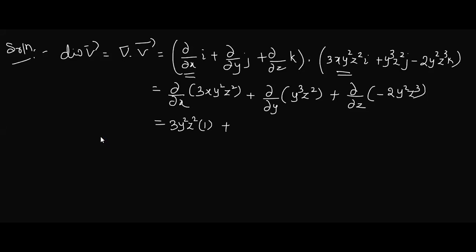Similarly, what comes out as a constant in the second term? z square comes out. Remaining y cube with respect to y is 3y square. Yeah, this is minus; minus into plus is minus only. What comes out? 2y square comes out. Remaining z cube with respect to z, the derivative is how much? 3z square.